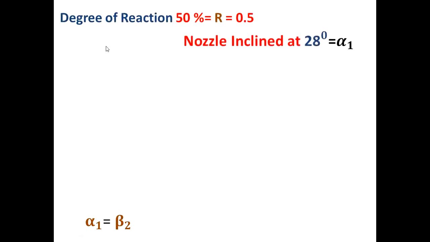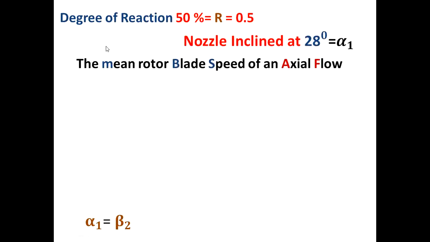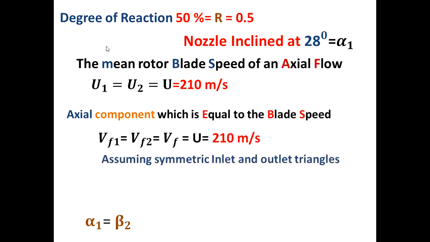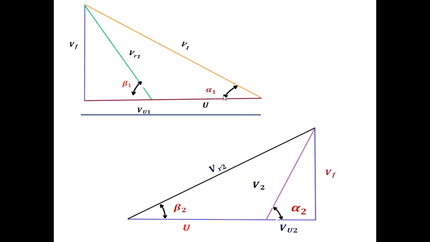50% degree of reaction, nozzle angle, mean blade axial flow, U1 is equal to U2 is equal to U. Axial component which is equal to blade speed, Vf1 is equal to Vf2 is equal to Vf is equal to U. And for symmetric velocity triangle, V1 is equal to VR2, V2 is equal to VR1. So alpha 1 is equal to beta 2, beta 1 is equal to alpha 2. This is the condition what you want to take. These are the velocity triangles. Alpha 1 is equal to beta 2, beta 1 is equal to alpha 2. That's all.